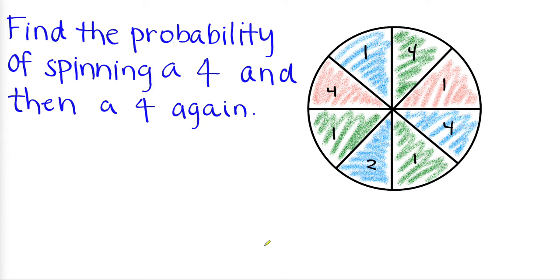Okay, you definitely had enough time to write this one down now, huh? Who should we go? Drew. Let's get you involved. You ready? Okay. Find the probability of spinning a 4 and then a 4 again. Now, do you want me to help you start out by writing it out in terms of math notation? Could you tell me anything about this?